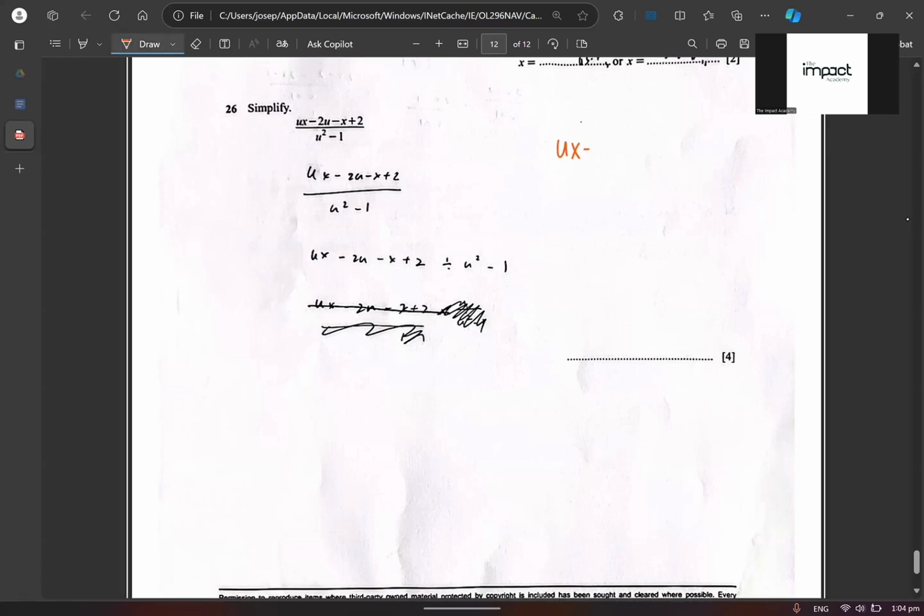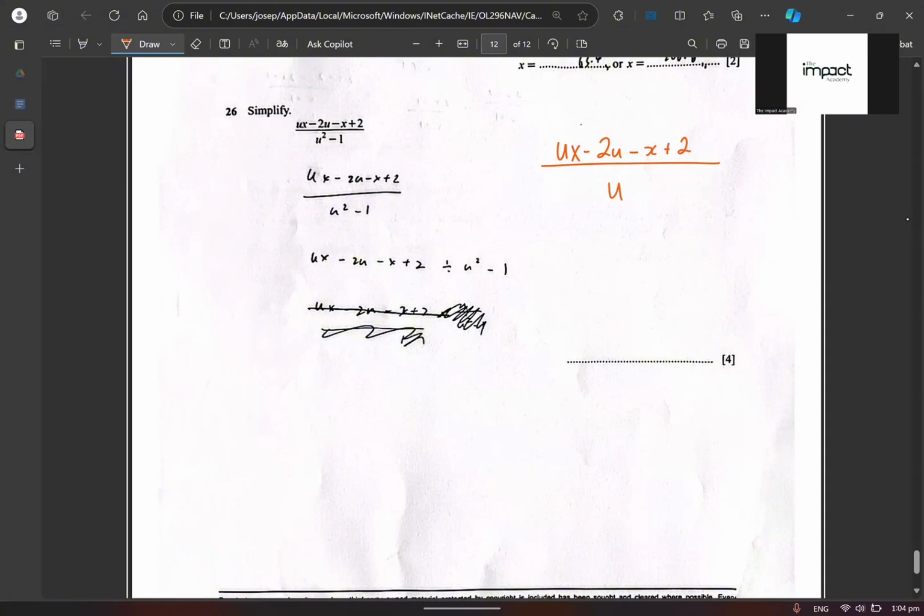ux minus 2u minus x plus 2, correct or not? Over u squared minus 1, right? So you want to group them up together first. Did you group them up together? ux minus x, is it? Is that what you did? No, what did you do? You move u out. Okay, fine. You move u out. What are you left with? x minus 2. Okay, then the other side must also be x minus 2.